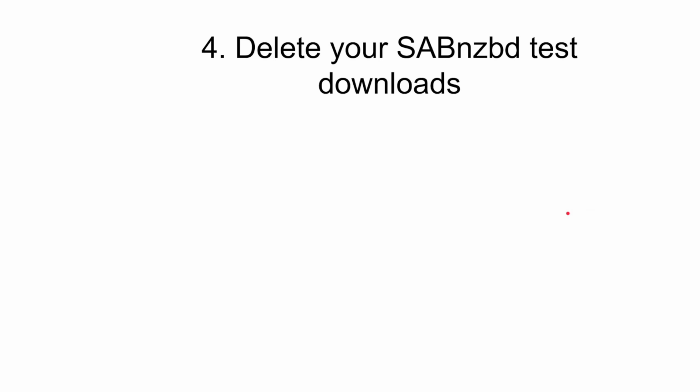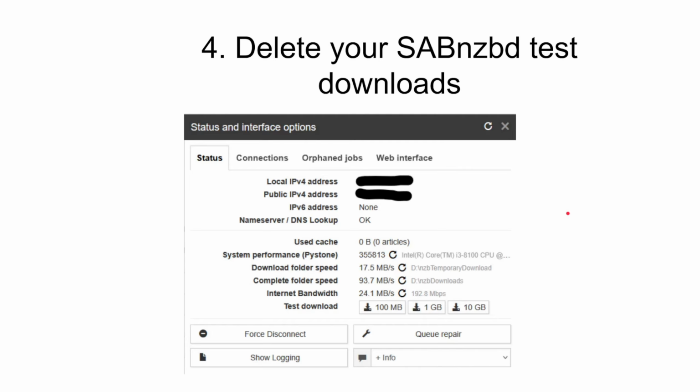Tip number 4 is to not forget to delete your SAB test downloads. If you're using the SAB benchmark system and you're using your test download here, you can click on any of those 3 buttons and it will download an NZB for you to test your connection and your provider speeds.